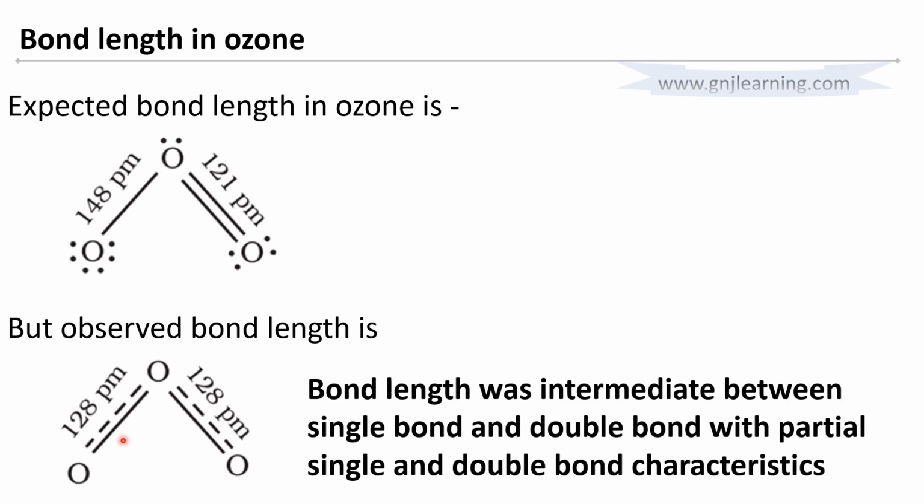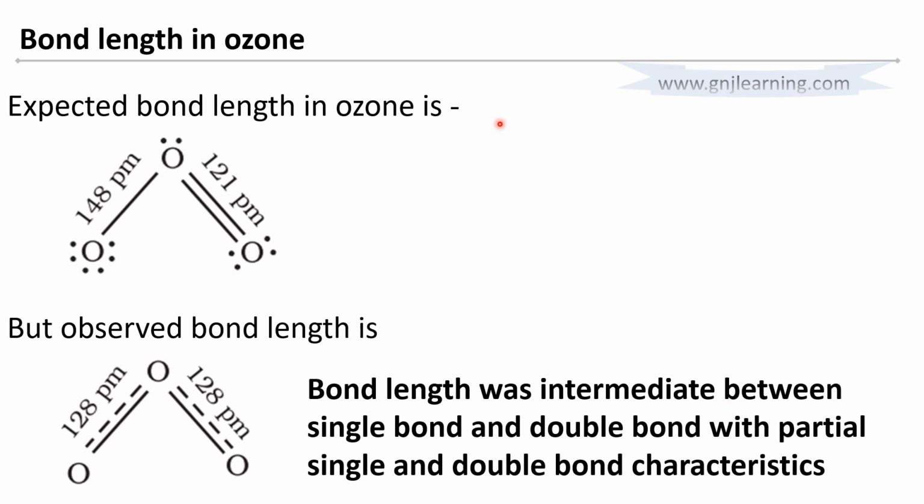So that's written here. Bond length was intermediate between single and double bond, and because of that intermediate position, they had partial single and double bond characteristics. There is the nature of a single bond and the nature of a double bond.